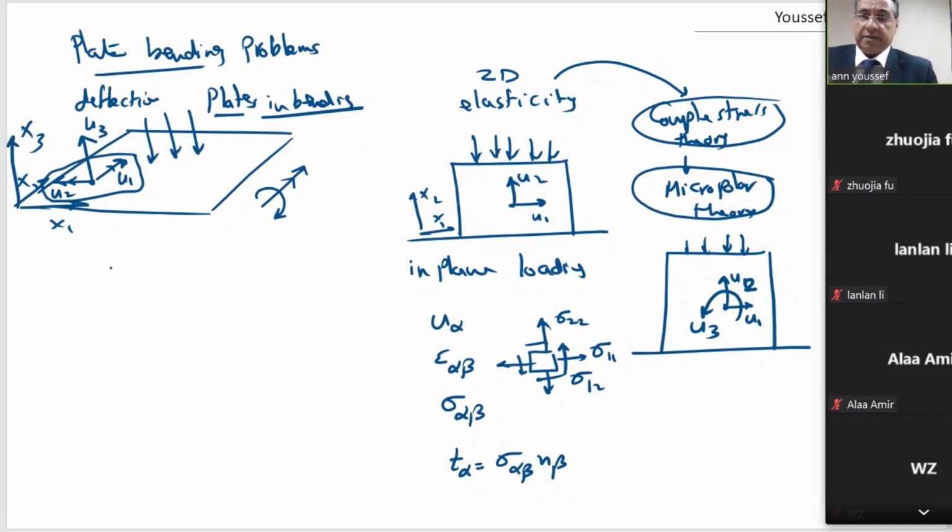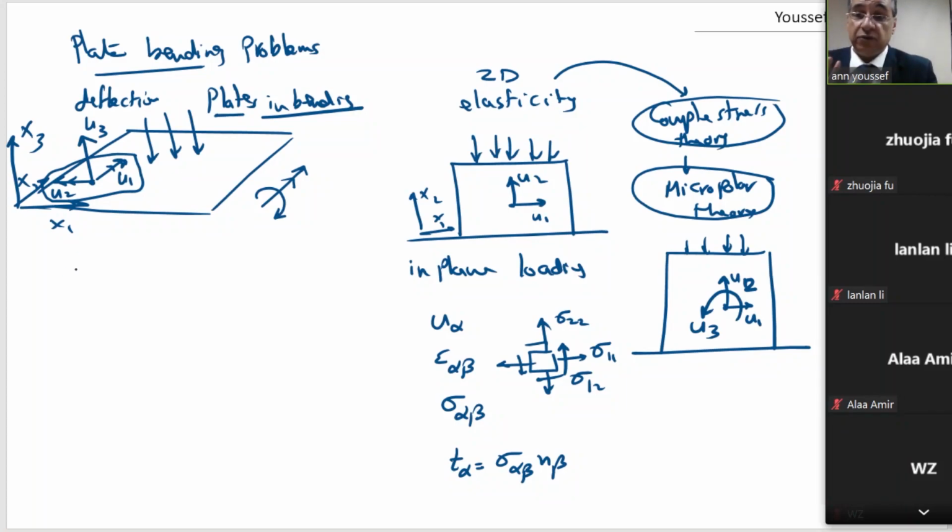Okay, great. So these are the types of displacements we have. Let me just follow something here to have the same notation.